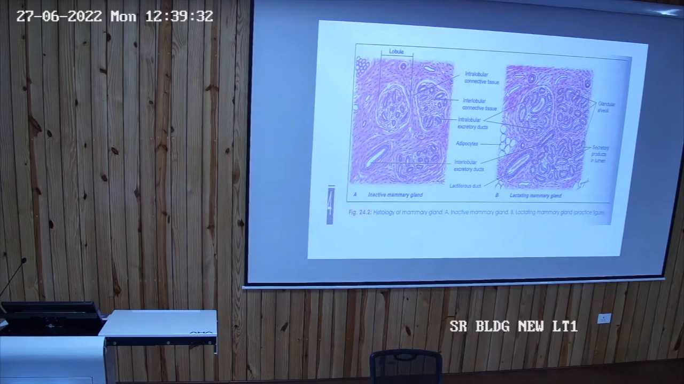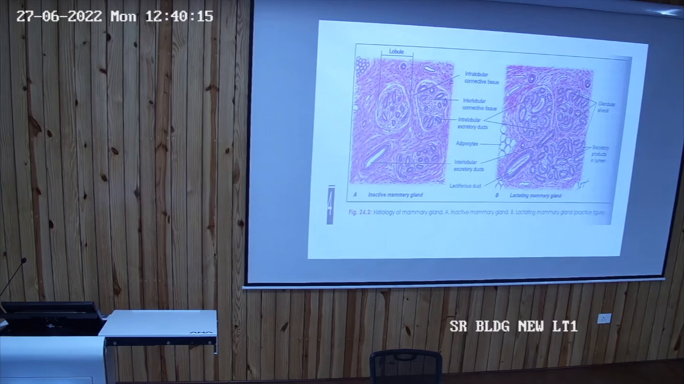So the lobule consists of a large number of alveoli, and these alveoli are lined by cuboidal epithelial cells, and they open at the nipple by the lactiferous duct. All right, the slide is identifiable. No problem, because you will see this type of picture. The lobule consists of a large number of alveoli inside it, and we can also identify the lactiferous duct.